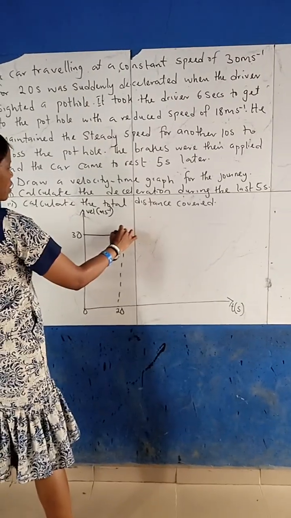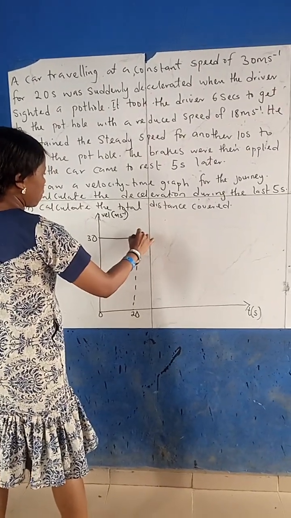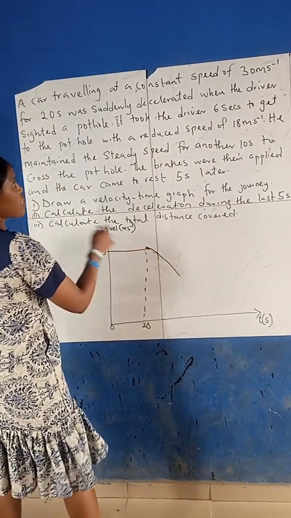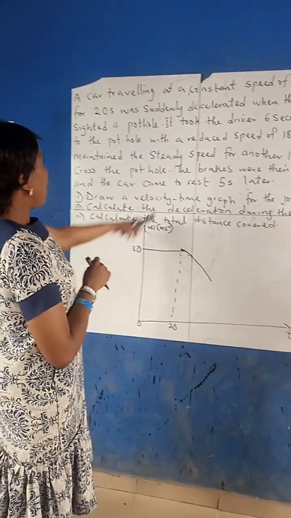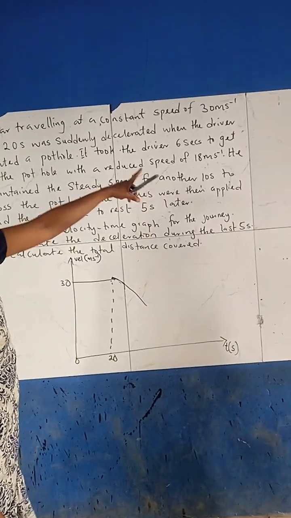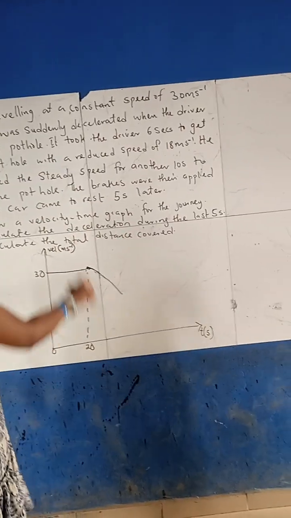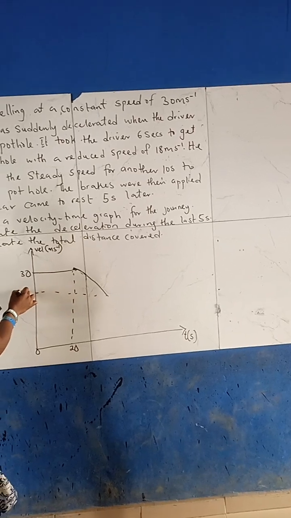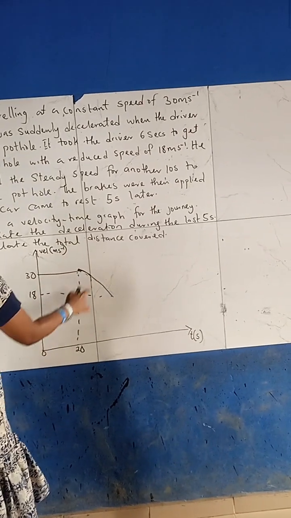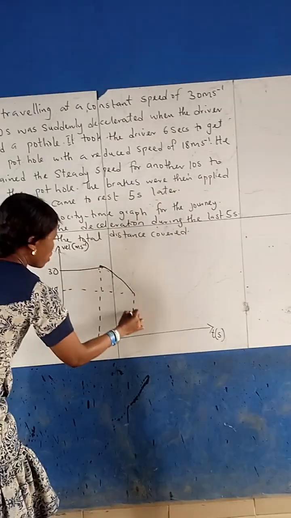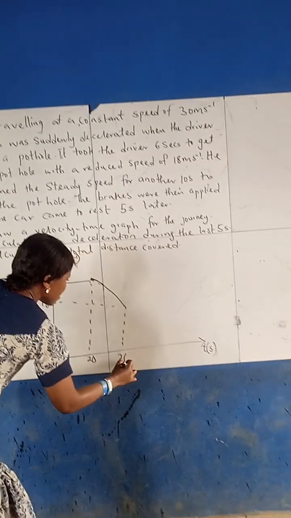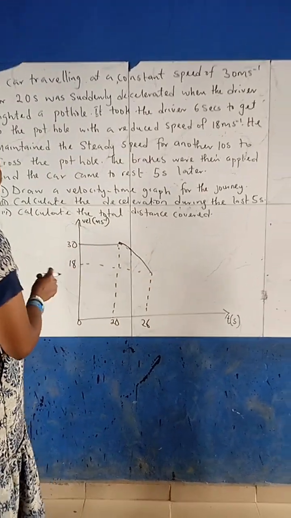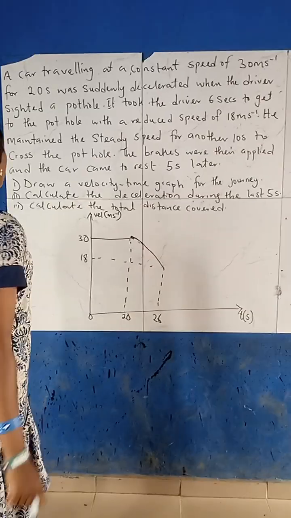So, suddenly decelerated when the driver sighted the pothole. Now, it took the driver 6 seconds to get to the pothole with a reduced speed of 18 meters per second. So we have 18 here. It took the driver 6 seconds, so this place we are going to have our 26, because it took the driver 6 seconds to get to the hole with a reduced speed of 18 meters per second.